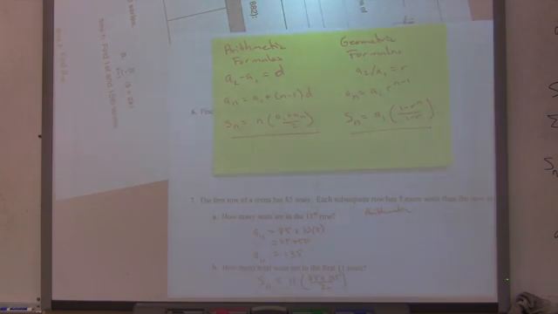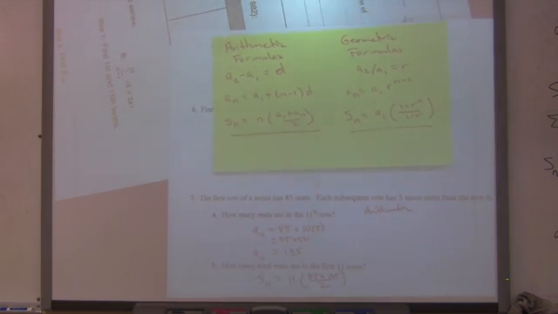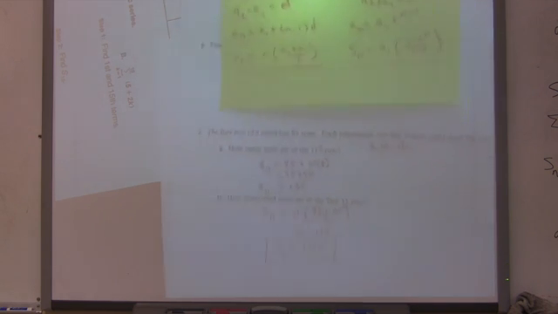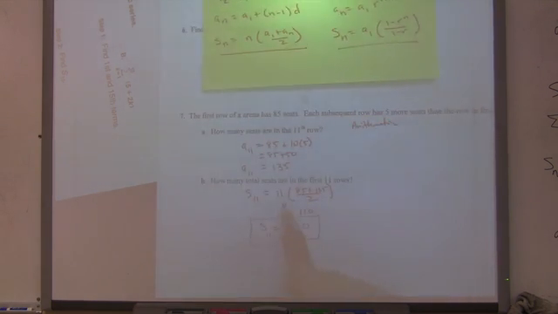So 85 plus 135 is 220. Divided by 2 is 110. So we have 11 times 110. Well, we know 11 times 11 is 121, add the 0. So our S of 11 for the total seats in the first 11 rows is 1,210. So again, we plugged in 85 for a sub 1, 135 for a sub 11, divided by 2, so that gave me 220 divided by 2 is 110. 11 times 110, so we take 11 times 11 is 121 and add the 0.